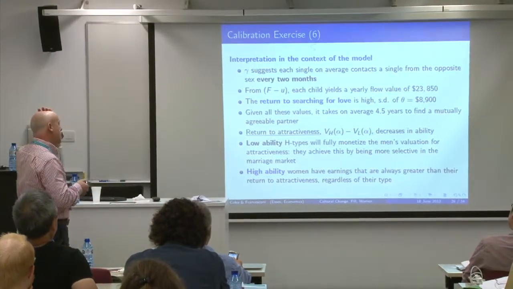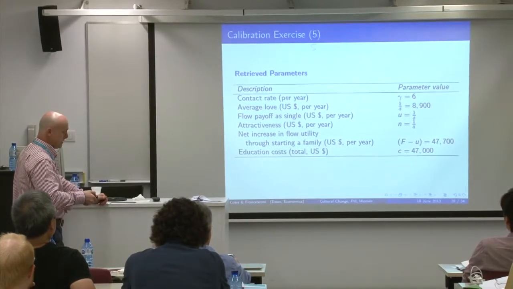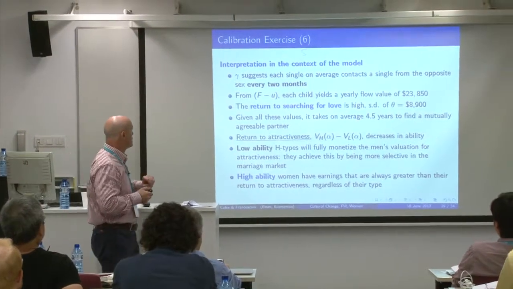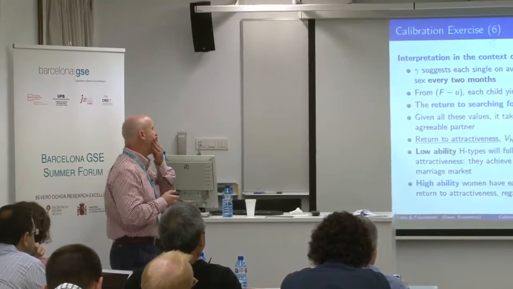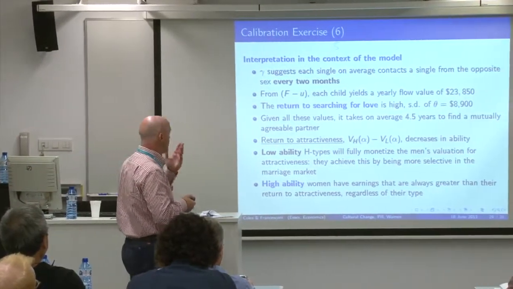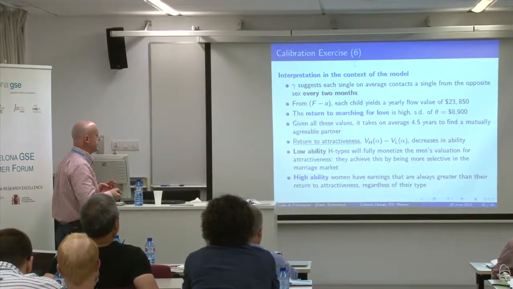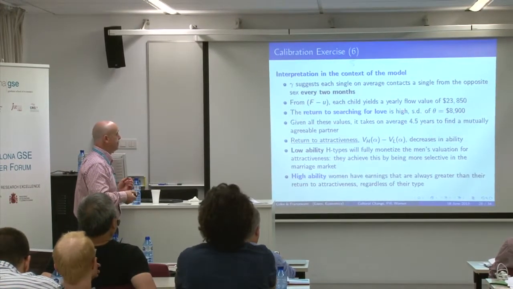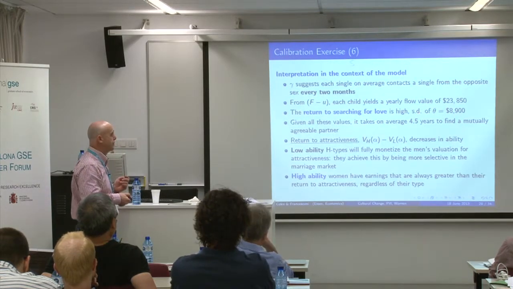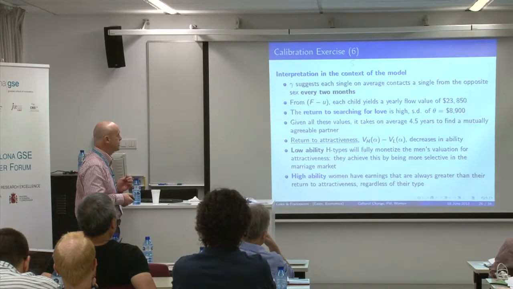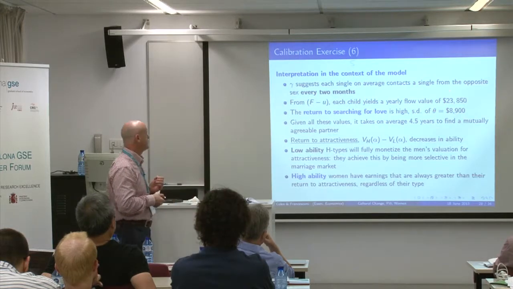So what do we get here? Well, the estimation of gamma, the contact rate, is 6 per year. So people meet interesting opposite-sex individuals every 2 months. It doesn't mean that you get a partner every 2 months, because there are lots of other things that happen. We have these love draws as well. The returns to searching for love are pretty high, $9,000 per year. Each child will also give a flow value of $23,000.